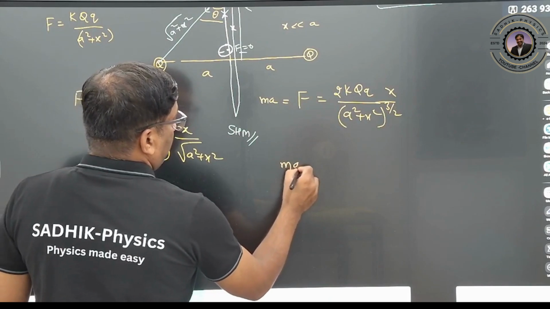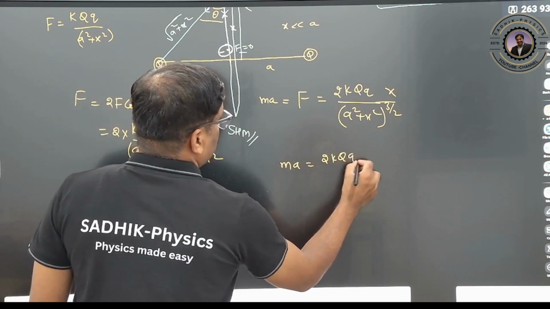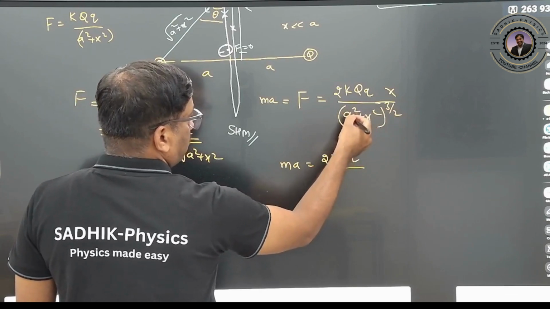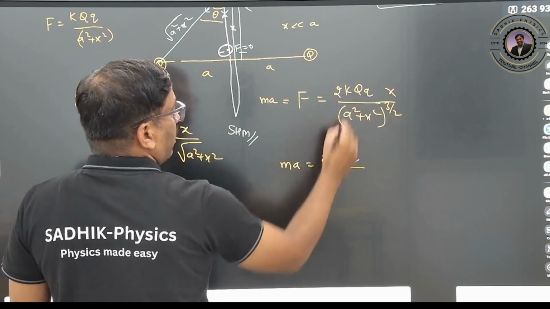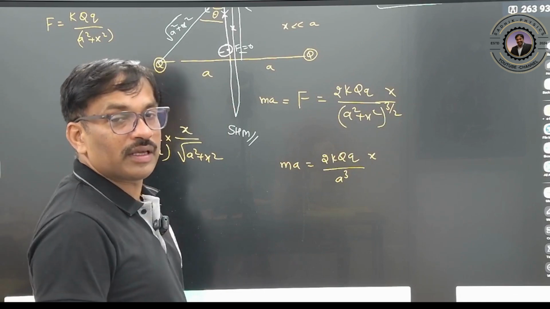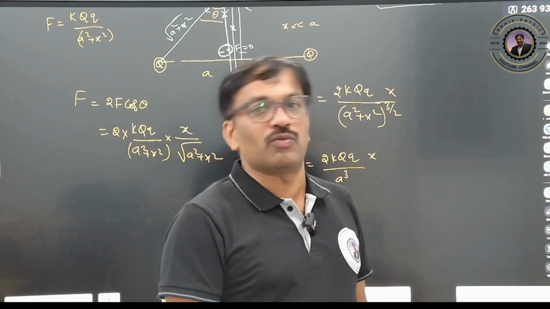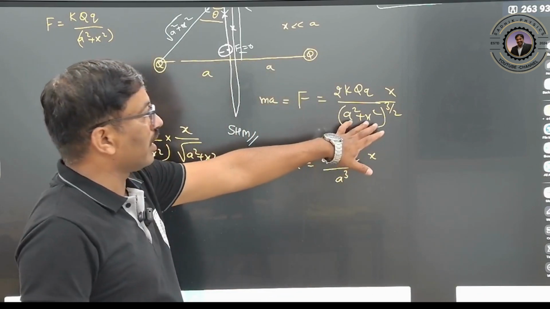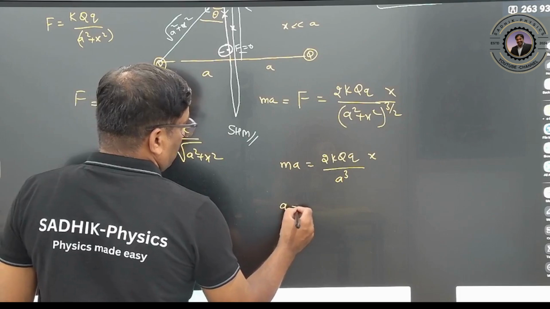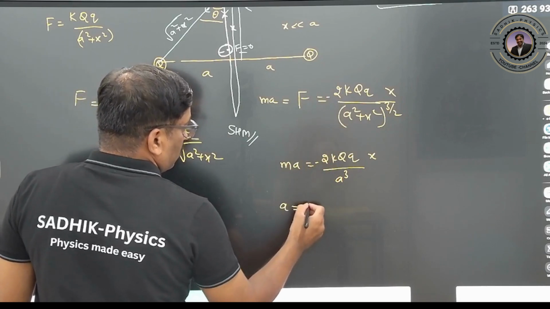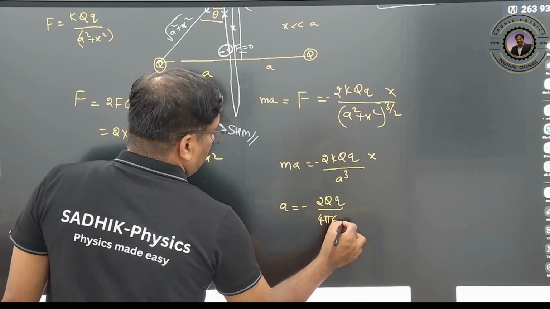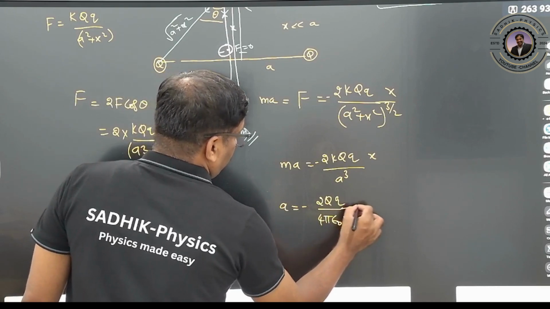So, ma will be equal to 2kQq by a square, x square can be neglected. A square to the power of 3 by 2 means what you will get now? A cube into x. Clear? So, x is small means x square will be still smaller, so that is why x square only can be neglected, not the x here. So acceleration is, this is a restoring force, minus only. So, minus 2Qq, k value is 4 pi epsilon naught, into m into a cube into x.